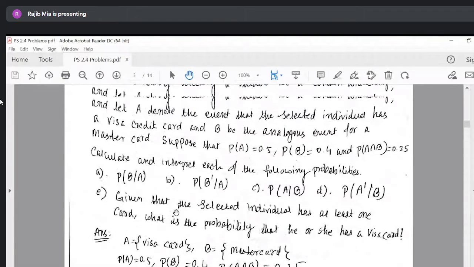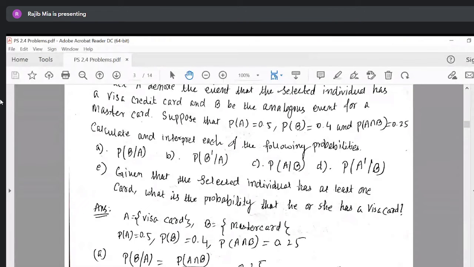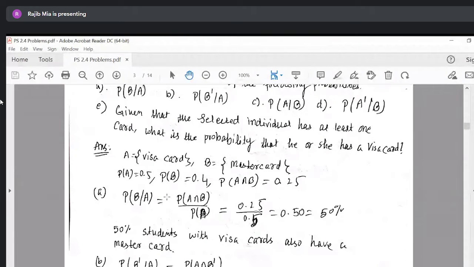Given that the selected individual has at least one card, there are two cards, the events A and B. So at least one card means A union B. No, no, A union B, A by A union B. Probability of A by B means B has already happened, then what is the probability of A?